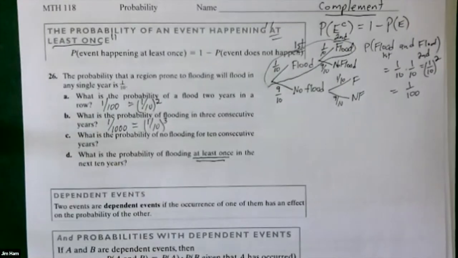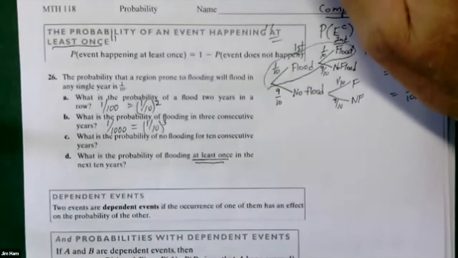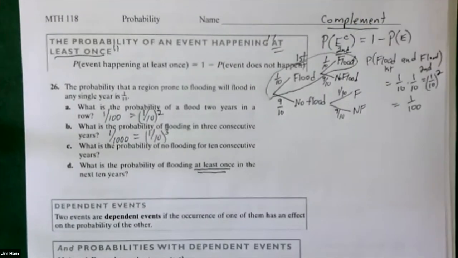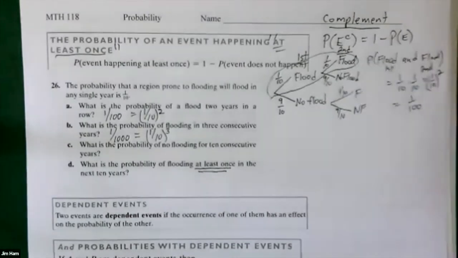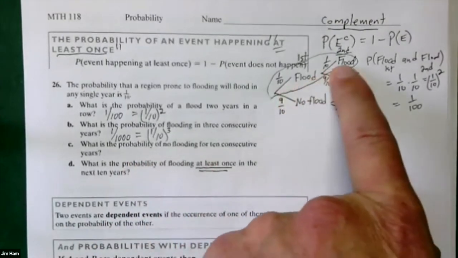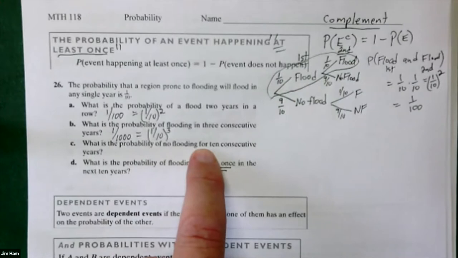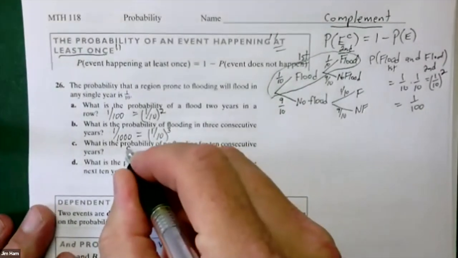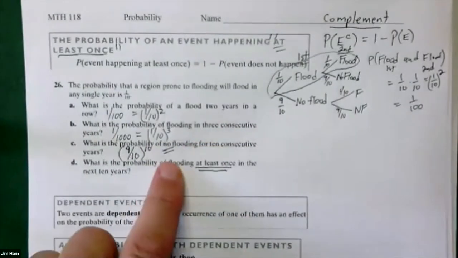Anybody want to try it? You can write it in exponent language if you want. Go ahead and put your answer in the chat if you know it. Okay, I am seeing answers. Close. Lindsay and Anna responded 9/10 to the 10th. This was the probability of a flood, right? And they asked, what's the probability of no floods? So they switched it up on you, right? So no floods would be 9/10 to the 10th power. That word right there, no, is what changed this one.